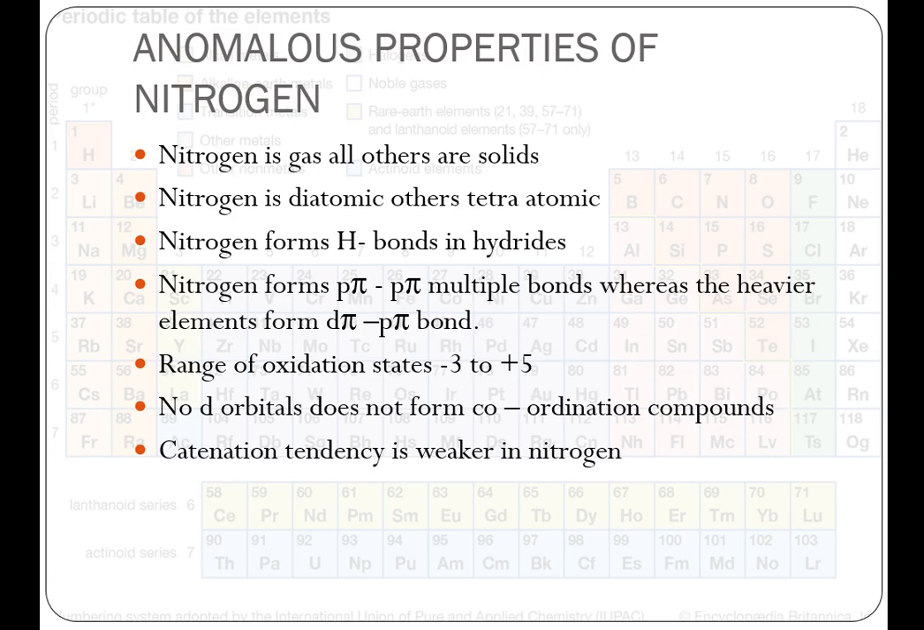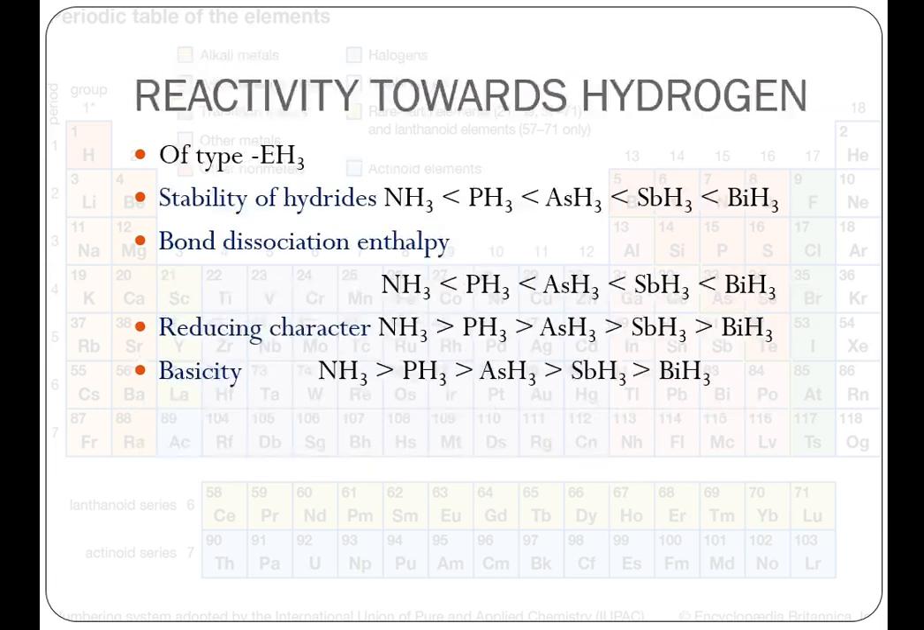Number 3, nitrogen forms hydrogen bonds in hydrides. Number 4, nitrogen forms p-pi p-pi multiple bonds whereas other elements form d-pi p-pi bonds. Number 5, range of oxidation state is from -3 to +5. Number 6, no d orbitals are there, so it does not form any coordination compound. And number 7, tendency for catenation is very weak in nitrogen.